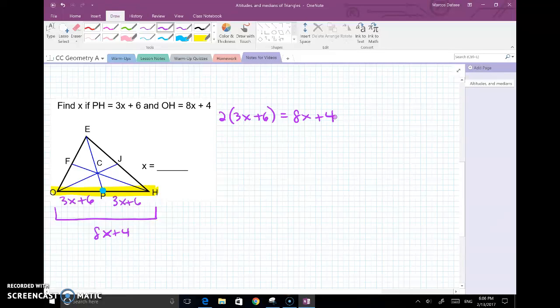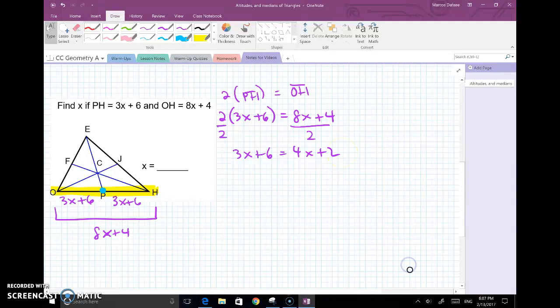Geometrically, it would be proper to write it in this way. So you have 2 of the pH lengths that you were given is equivalent to 1 OH segment that you were also given. So it's good to start with the geometric statement and then replace it with the algebra. And then solving this, if I divide by 2 here, this is a little trick as well, I can get 3x plus 6 is equal to 4x plus 2. And solving this, subtracting 3x on both sides and subtracting 2 on both sides, what I get is 4 is equal to x. And that's my value of x.